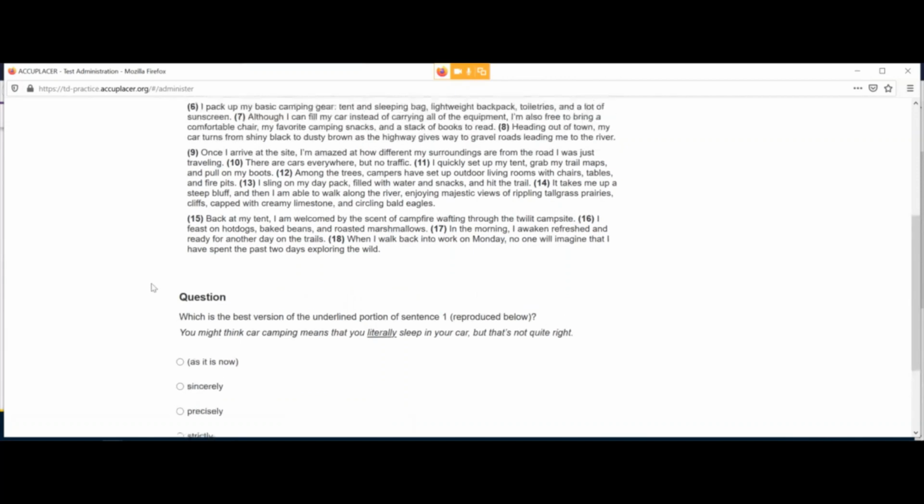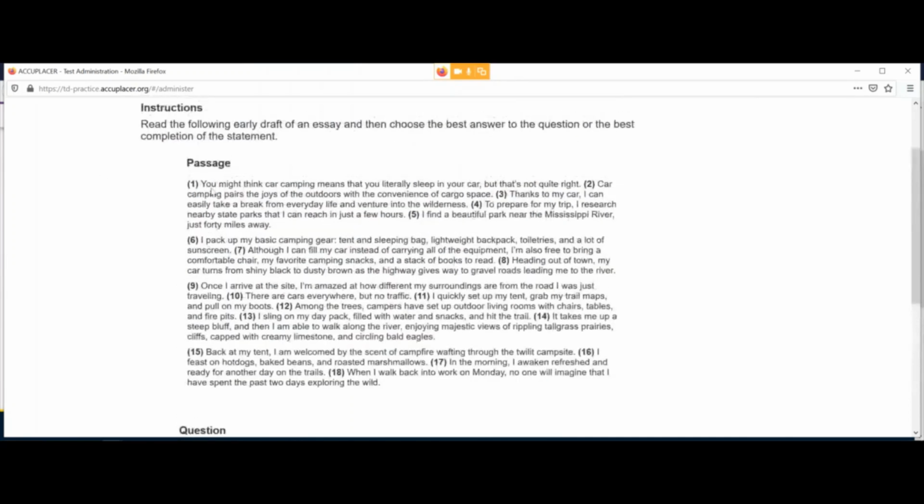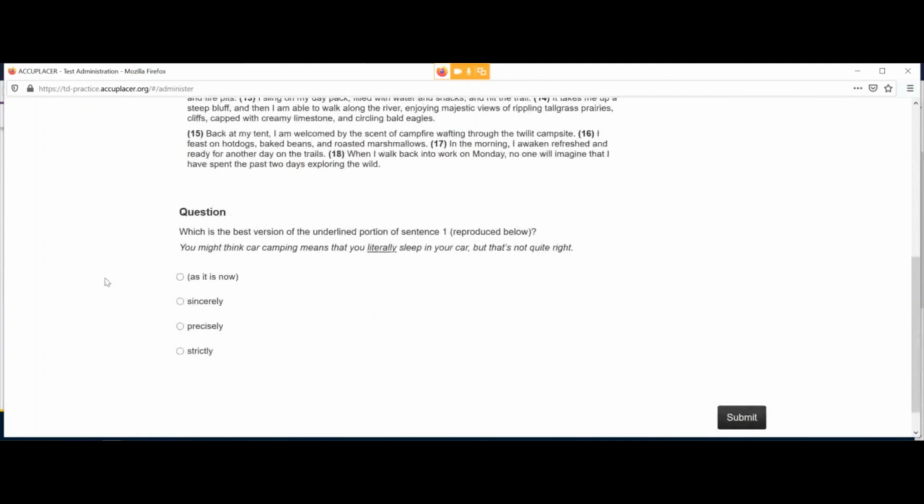Now, the first question is question number 1 of 25. You see it says question 1 of 25 here. Question 1 of 25: which is the best version of the underlined portion of sentence 1? All of the questions are set in this format. And you see sentence number 1 is italicized here. You might think car camping means that you literally sleep in your car, but that's not quite right. And of course, if we refer to question 1, we see the same sentence here. So now let's talk a little bit about answering that question.